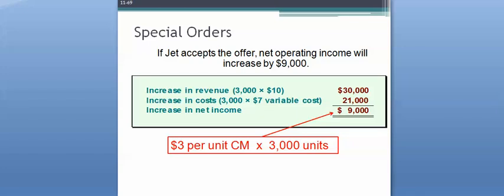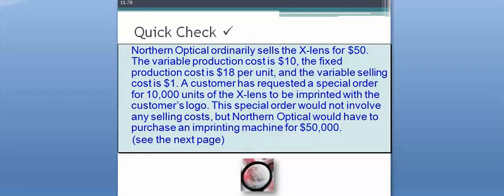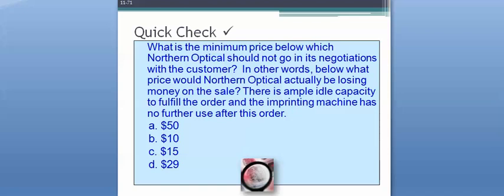Let's consider another quick example. Northern Optical ordinarily sells the X lens for $50. It has variable production cost of $10 per lens, and our fixed production cost is $18 per unit. Our variable selling cost is $1 per unit. A customer has requested a special order for 10,000 units of the X lens to be imprinted with the customer's logo. The special order would not involve any selling cost, but Northern Optical would have to purchase a special imprinting machine for $50,000.